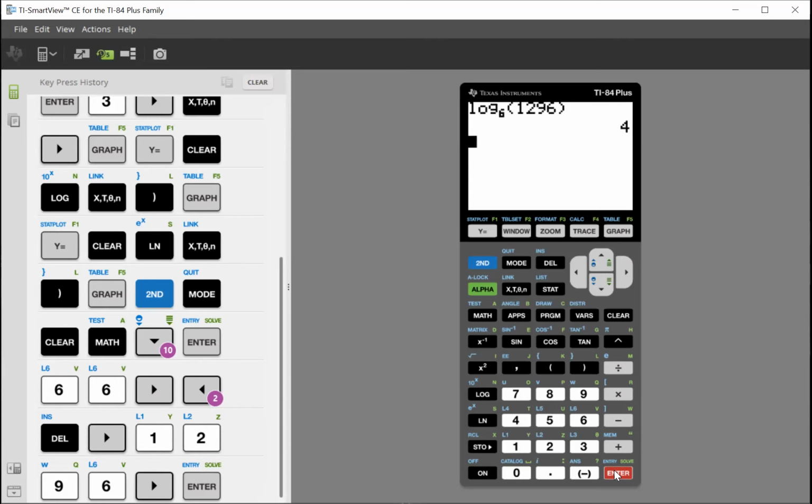So that means 6 times 6 is 36. Times 6 is like 236, I think. Might be 256, can't remember. And then times 6 will be 1,296.